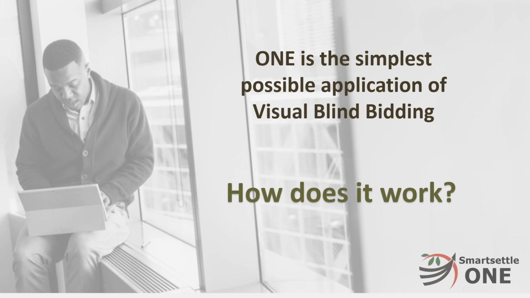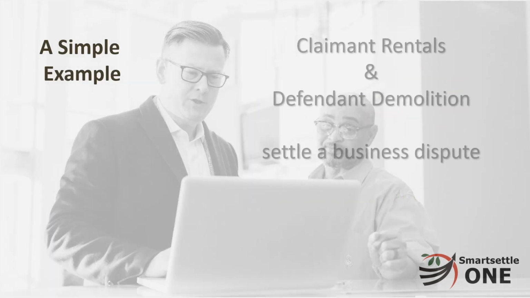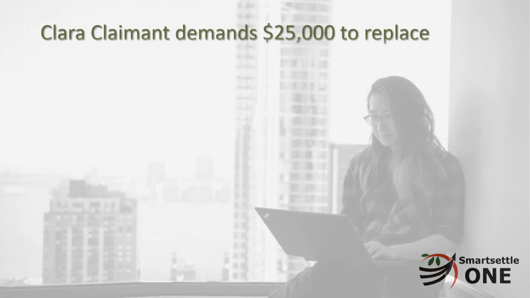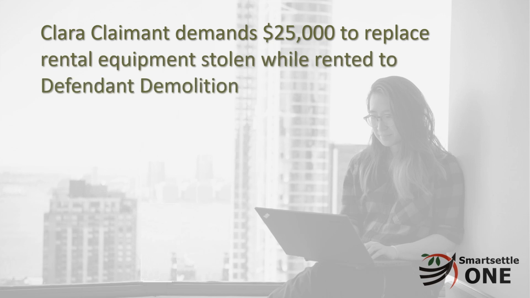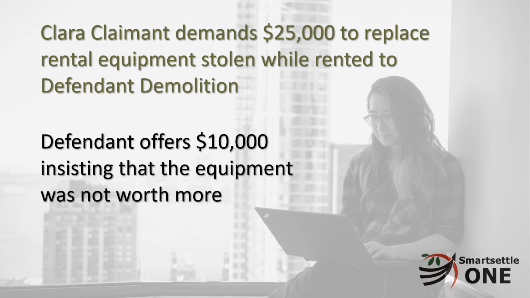On the surface, visual blind bidding for one issue appears very simple, but under the covers are sophisticated algorithms that encourage parties to collaborate and quickly find an optimal outcome. To illustrate, we've chosen a business dispute between claimant and defendant. Discussions establish a negotiating range between $25,000 and $10,000.